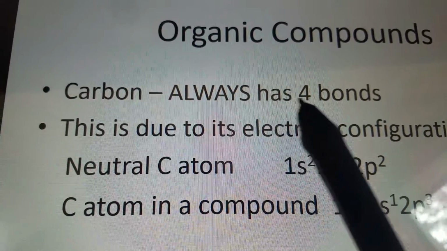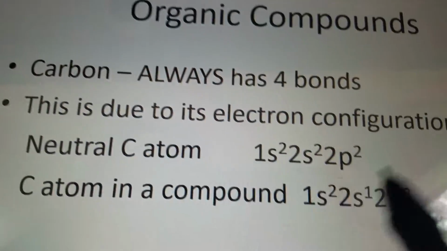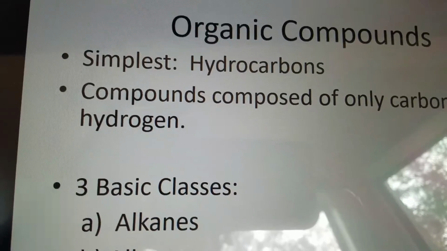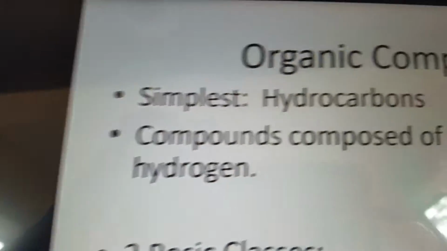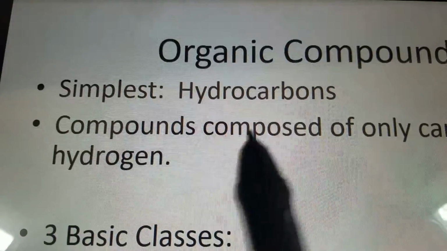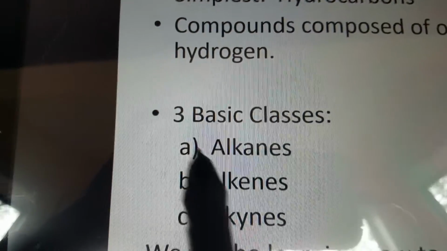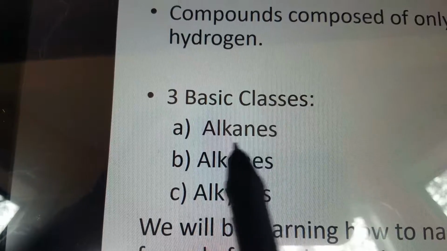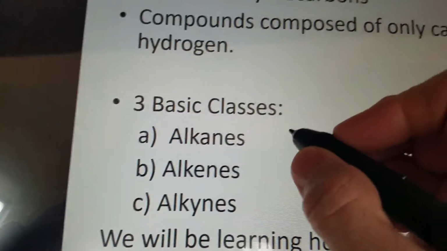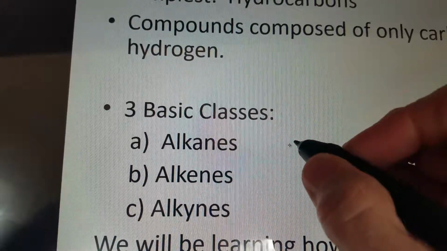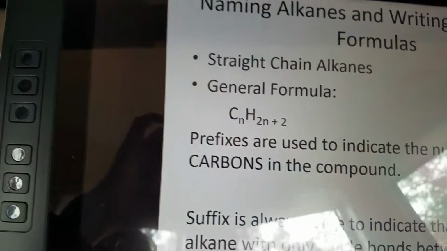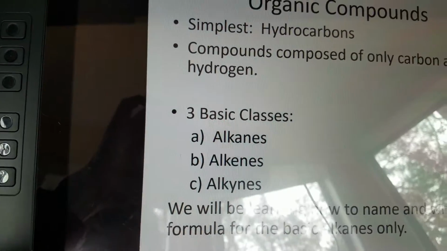In these, the carbons will always have 4 bonds, and it has to do with its electron configuration. We're not going to get into all that right now. The simplest organic compounds are composed of only carbons and hydrogens, and those are called hydrocarbons. And we're going to be looking at this first class called alkanes. These are called alkanes because the carbons in this particular molecule have only single bonds between their elements.